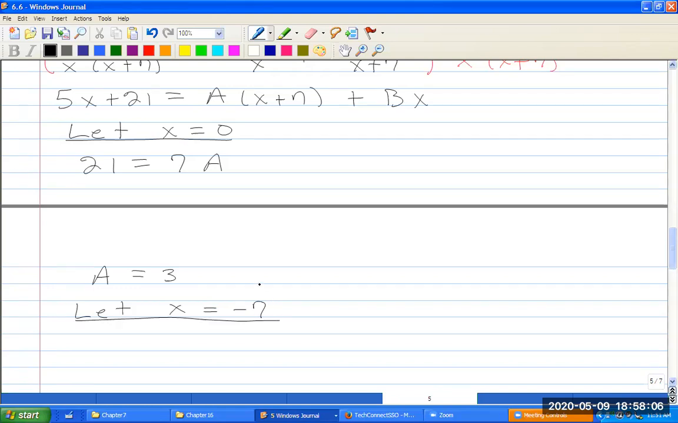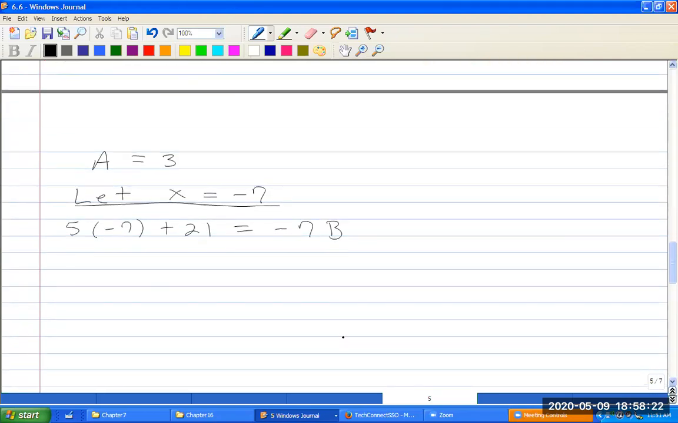So I have 5 times -7 plus 21 is equal to, well, -7 plus 7 is 0. So that's 0 equals -7b. And so 21 minus 35, -14 equals -7b. Well, divide both sides of my equation by -7, so b is equal to 2.